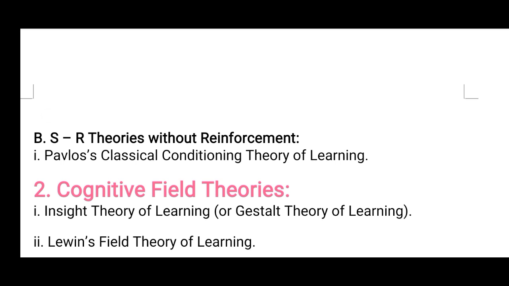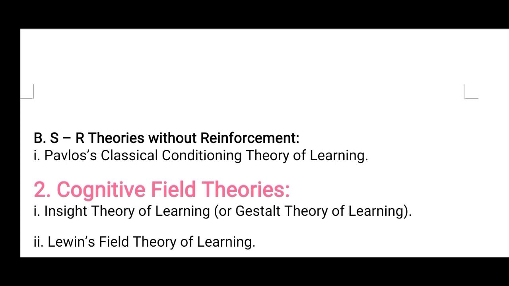Then part B, SR theory without reinforcement. This is Pavlov's classical conditioning theory of learning. Means in this there is no reinforcement, and we don't depend on success or failure to learn new things. But if things are happening in a certain way, we know, just like everyone knows, that if clouds come and lightning is there, rain is going to happen.